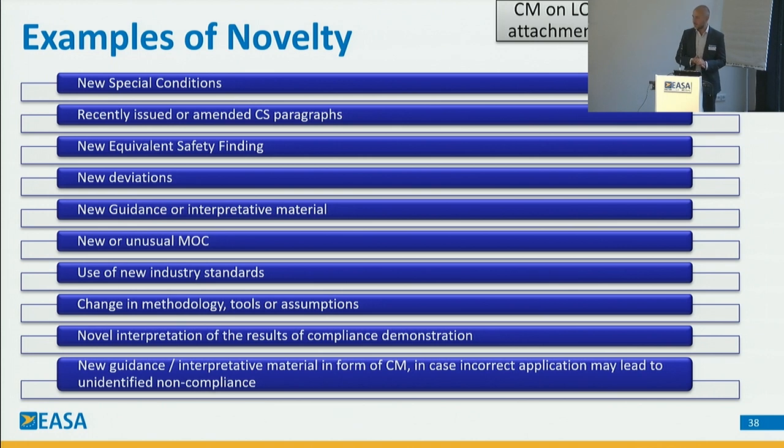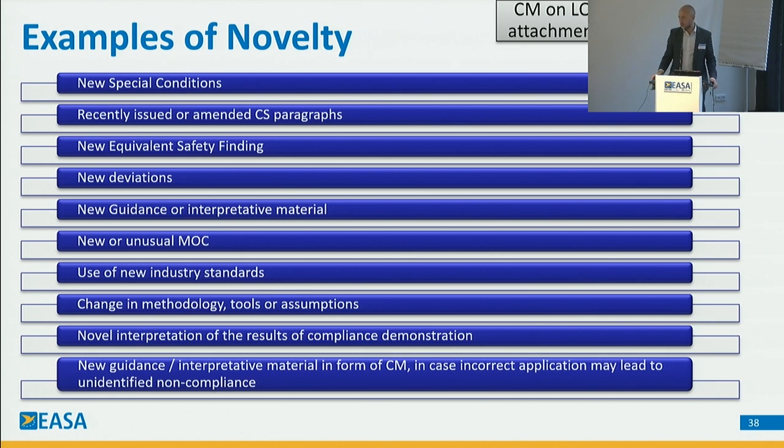Yeah, maybe as a small add-on: the number of examples is for sure not exhaustive here, and all the examples here relate to the requirements, the interpretive material, and standards. Actually, novelty can mean as well the technology that you use. If you use, for example, for the first time a completely new aluminium alloy from a structural perspective, or a new composite structure, this would trigger novelty as well. It's not only the compliance demonstration itself, it's as well what you have in the design and in your technology.